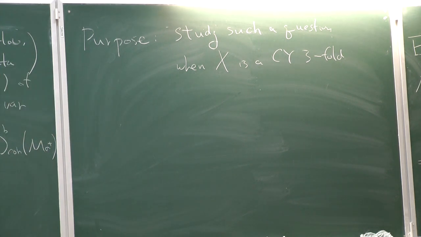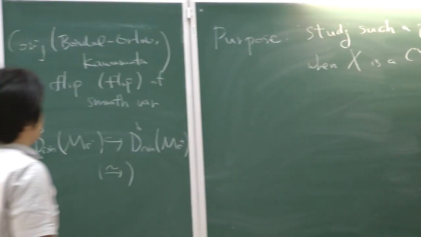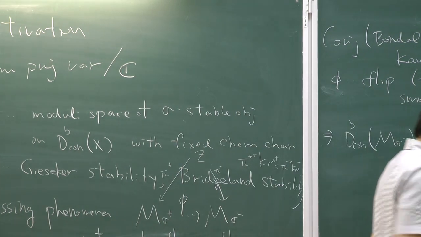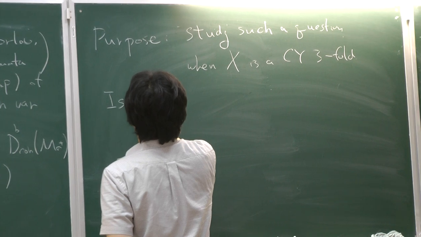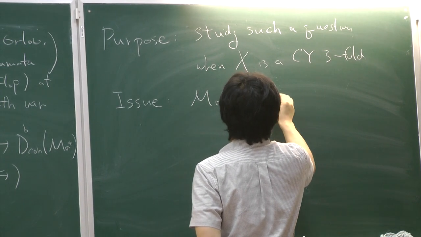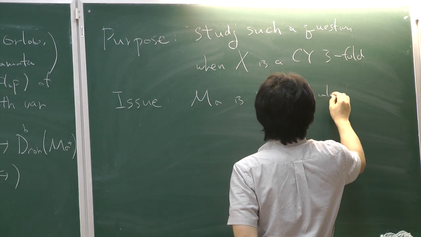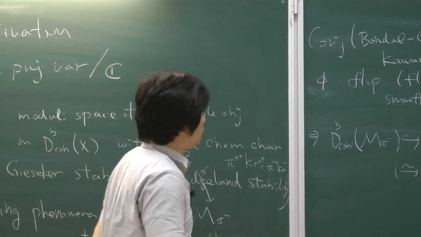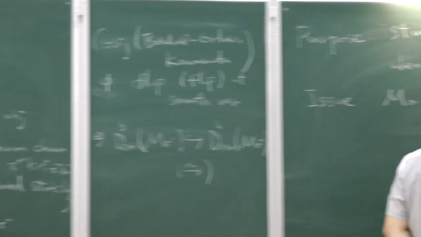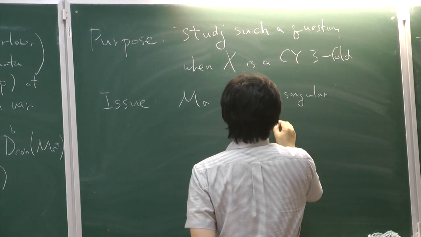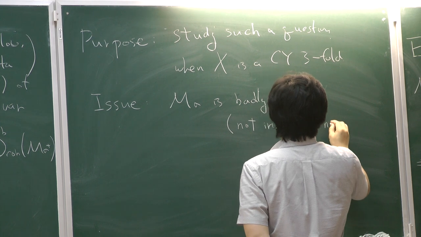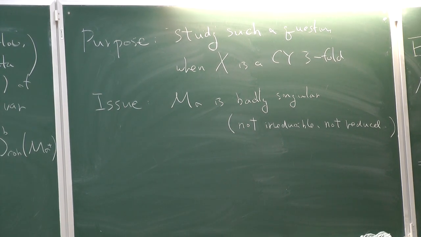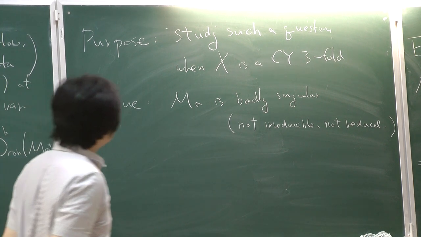So the main issue for extending this problem to Calabi-Yau threefolds is that in general, the moduli space of sheaves or objects on a Calabi-Yau threefold is quite badly behaved. So in general, this is badly singular. This is too bad, so that it is beyond the technique of birational geometry. For example, birational geometry introduced terminal singularities or canonical singularities. But the singularities which appear on this moduli space are not in that framework. Indeed, this is not even irreducible, not reduced. So it does not make sense to even talk about the birational geometry of such a moduli space.